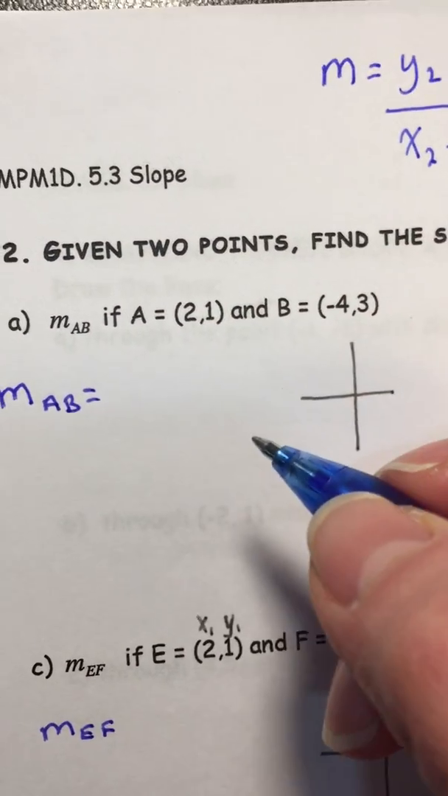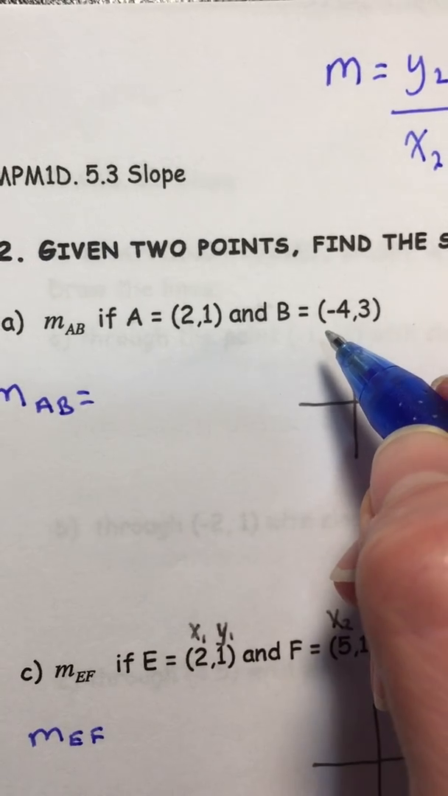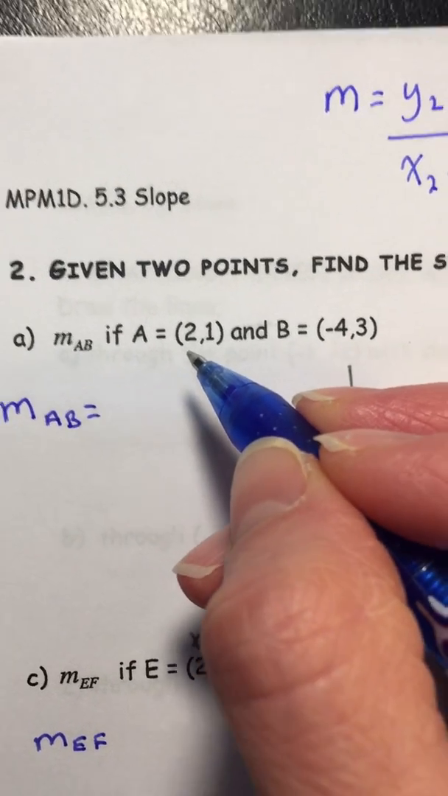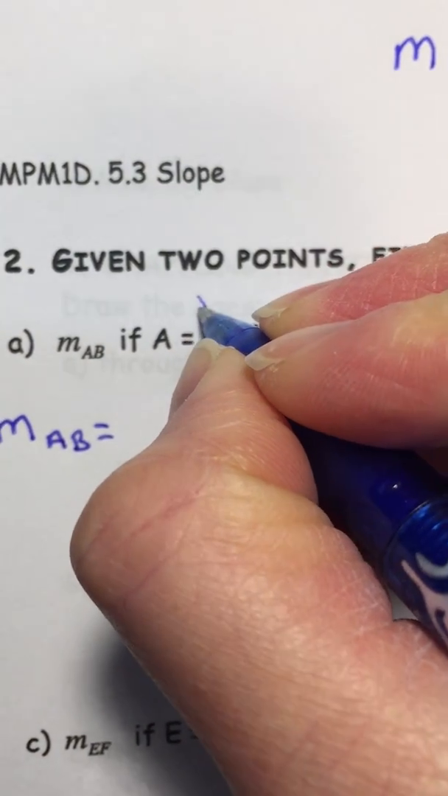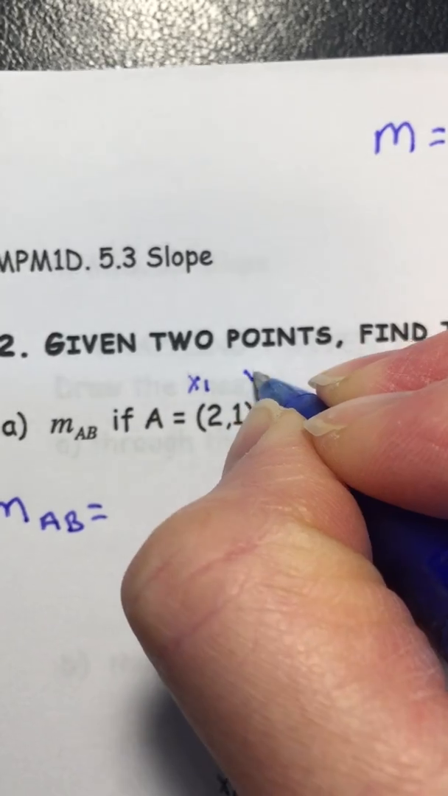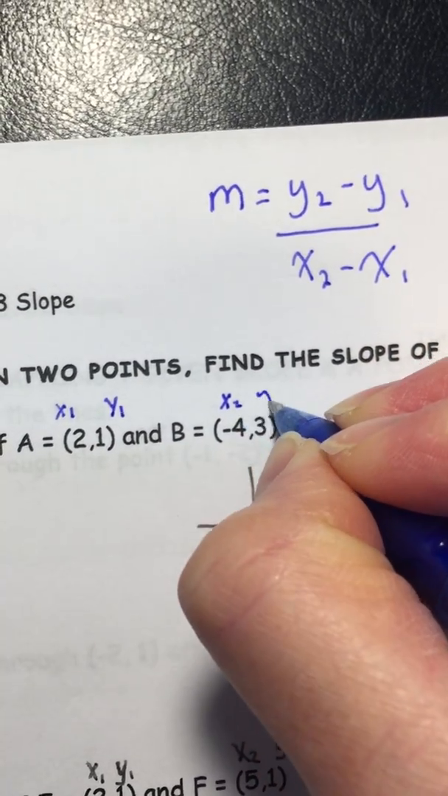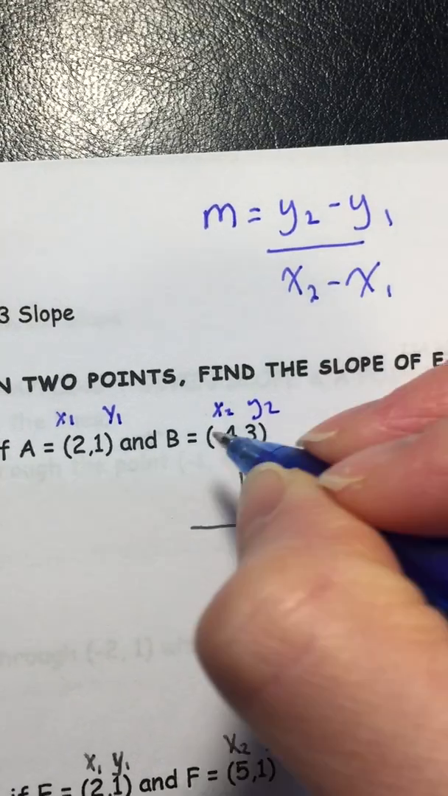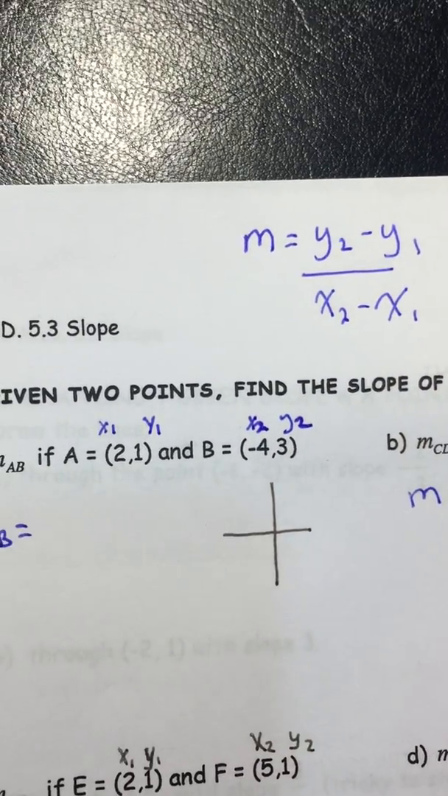Okay, so what you do is, if you've got to find the slope of AB and you know point A and you know point B, 2 points, you identify, and I recommend you do this, this could be point 1, so that would be x1, and this would be y1. And then the other point would be x2, y2. The order doesn't matter, so why not just work in the order that it's been given in.